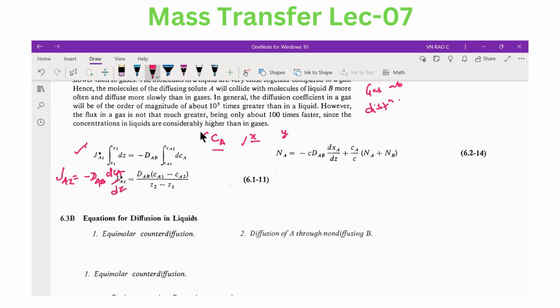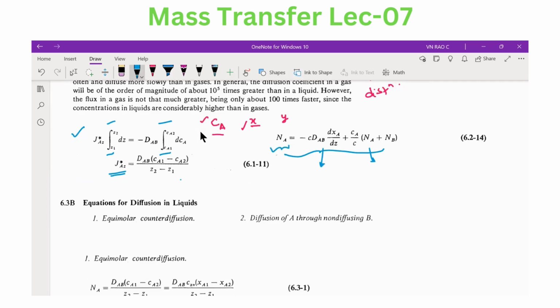But what we are saying is that we want to actually come to a relation. So we take boundaries from one point to another point. So then we are trying to write in this way. That means you can see Z1 and Z2, C_A1 and C_A2. That means from one point to another point, what is the concentration change? So ultimately, we can write this molecular diffusion as D_AB into C_A1 minus C_A2 by Z2 minus Z1. Similarly, if you club those two, this is convective and this is molecular level diffusion. So this N_A we will be using.